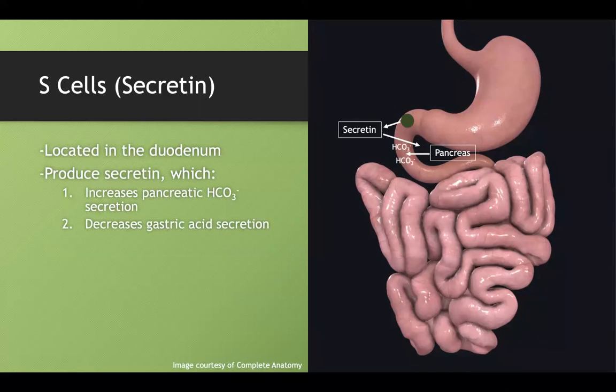And to help out even more, to turn the tides in favor of a more basic environment, secretin can also decrease gastric acid directly. So secretin can come in and turn off some of the gastric acid. The last thing it can do is increase sphincter of Oddi relaxation, which we haven't talked too much about. But if the sphincter of Oddi is open, then more materials can flow in from the pancreas and the gallbladder into the duodenum, so it can facilitate enzymatic breakdown of nutrients.